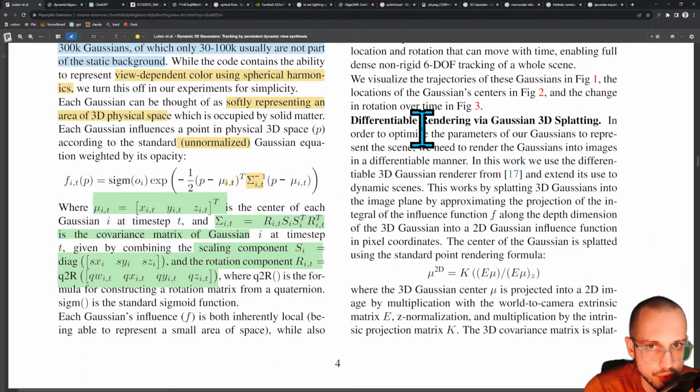Okay, differentiable rendering via Gaussian 3D splatting. In order to optimize the parameters of our Gaussians to represent the scene, we need to render the Gaussians into images in a differentiable manner, right? It needs to be differentiable, or else you're not going to be able to chain rule and you're not going to be able to push gradients. In this work, we use the differentiable 3D Gaussian renderer from 17 and extend its use to dynamic scenes.